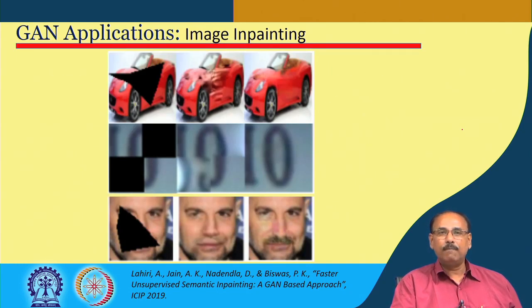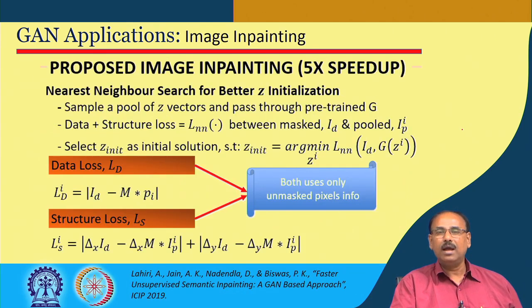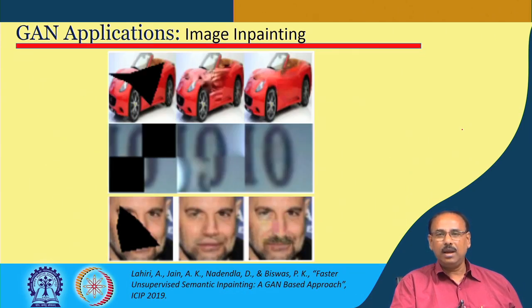So, this shows the output. You find that the images in the leftmost column are the damaged images which are fed to the generative adversarial network. The three images in the middle column are the outputs generated as reported by Ye et al. in their CVPR 2017 paper, and the rightmost column is the output that we have obtained. As we have said, this particular work has been presented at the International Conference on Image Processing 2019 at Taipei.